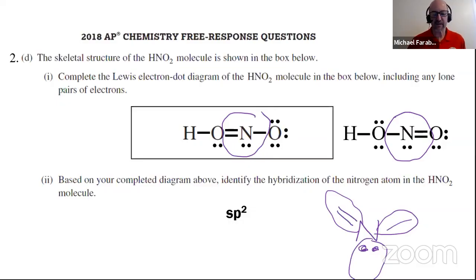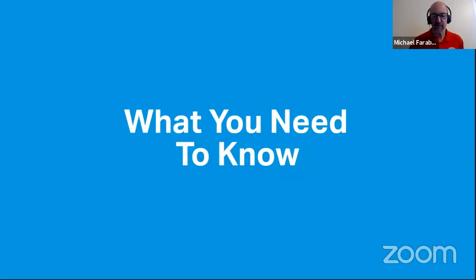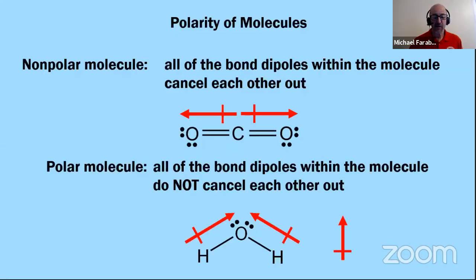All right, let's get into our lesson for today. We're talking about Unit 3, which is Intermolecular Forces. And the first thing I want to mention is the polarity of molecules. It's very important that you understand VSEPR, so valence shell electron pair repulsion theory, and molecular geometry.